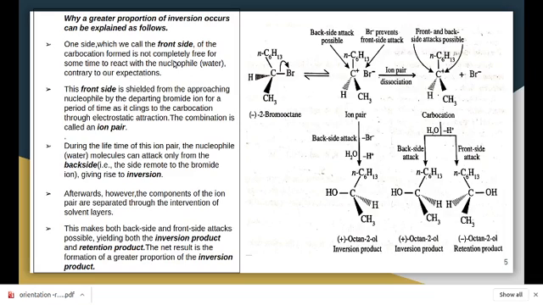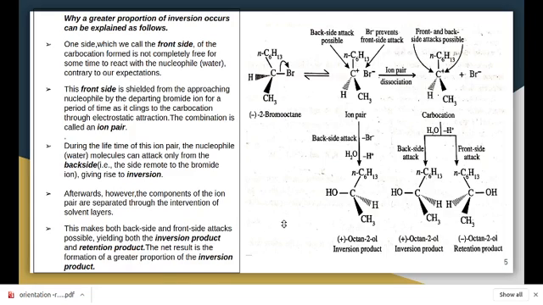That is why there is a greater proportion of inversion product during the SN1 hydrolysis of 2-bromooctane with water. This does not always happen, but in most cases, we will get more inversion product. This makes both backside and front side attacks possible, yielding both the inversion product and the retention product. The net result is the formation of a greater proportion of the inversion product.